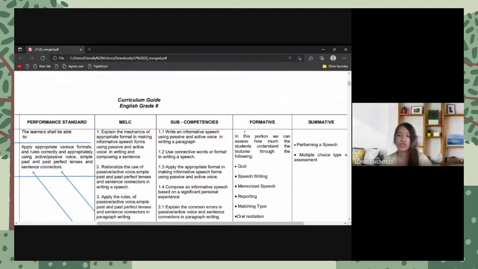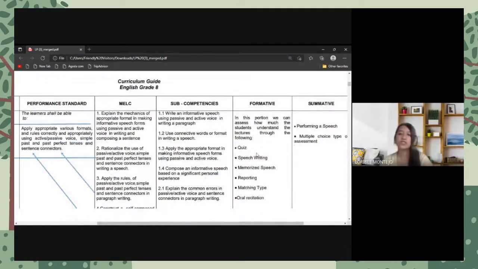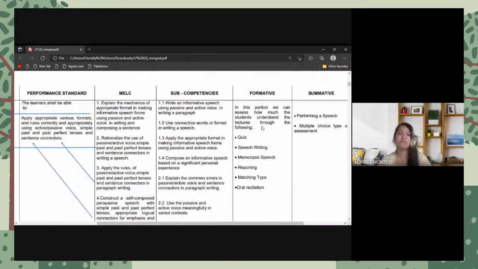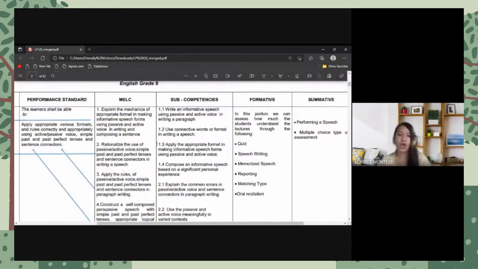Here, in this portion, we can assess how much the students understand the lectures through the following: we provided the formative assessment, which is the quiz, speech writing, memorized speech, reporting, matching type, and oral recitation. While in our summative assessment, we provided performing a speech and multiple choice type of assessment. So that is our curriculum guide.